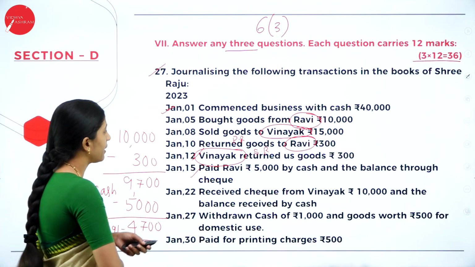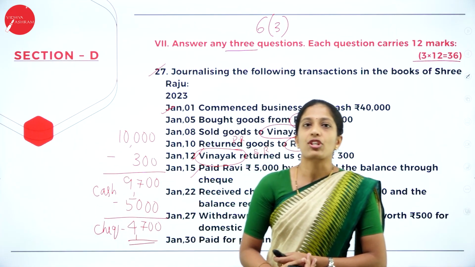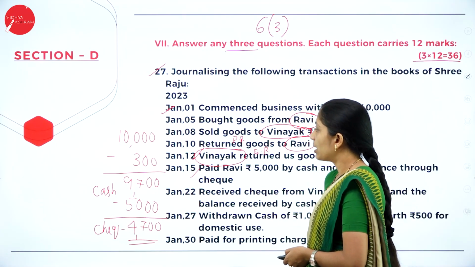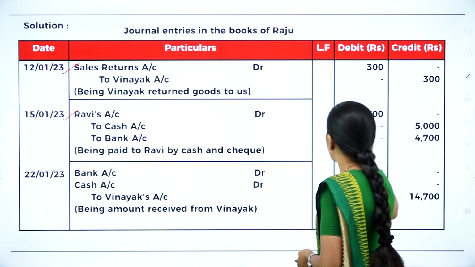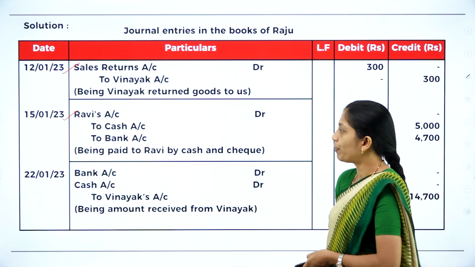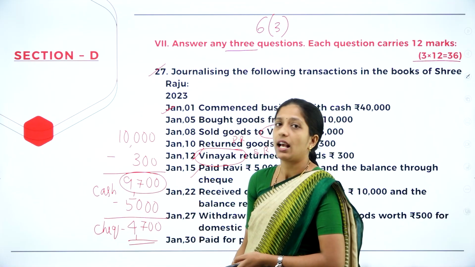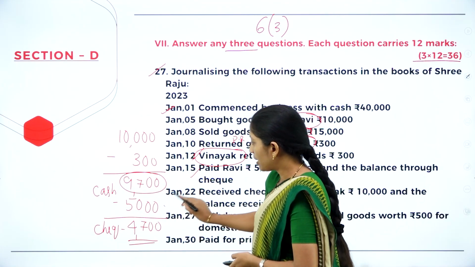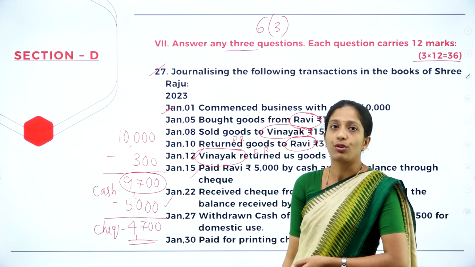So let us see the entry. So paid Ravi. So your entry will be Ravi's account debit to cash account, to bank account. So Jan 15th, Ravi's account debit, that is 9,700 we had to pay. So if you see here, how much we had to pay? 9,700. Out of 9,700, 5,000 paid through cash and the remaining 4,700 we paid through cheque.